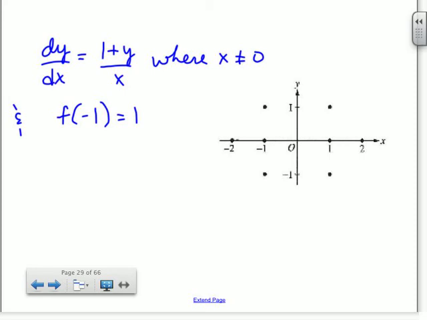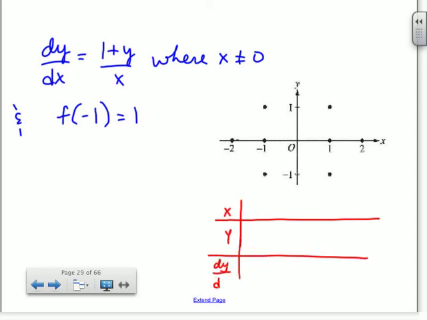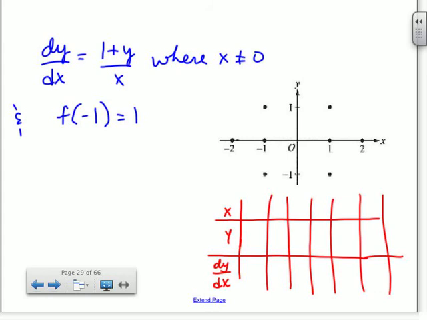So you can do your table if you want, or you can try to do it in your head. Sometimes it's kind of hard to do in your head. So let's do x, y, and then the slope dy over dx. Nice straight lines. So we have -2, 0. If you're doing 1 plus y over x, that would be 1 plus 0 over -2, so you get -1/2. So at -2, you're going to have -1/2 as your slope.